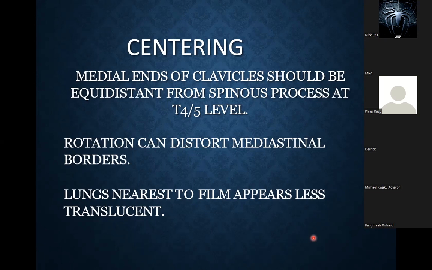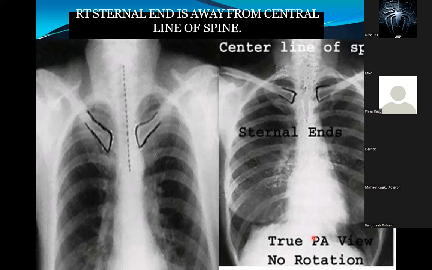So remember that. I can ask you what the effect of poor centering will be when taking a chest X-ray. Will you be able to tell me that? A good way of telling whether the centering is right is to be sure that the medial ends of the clavicles are at equal distance from the T4, T5 spinous processes. Otherwise, the part that is nearer the film will give you the wrong picture that there might be consolidation when indeed there isn't.